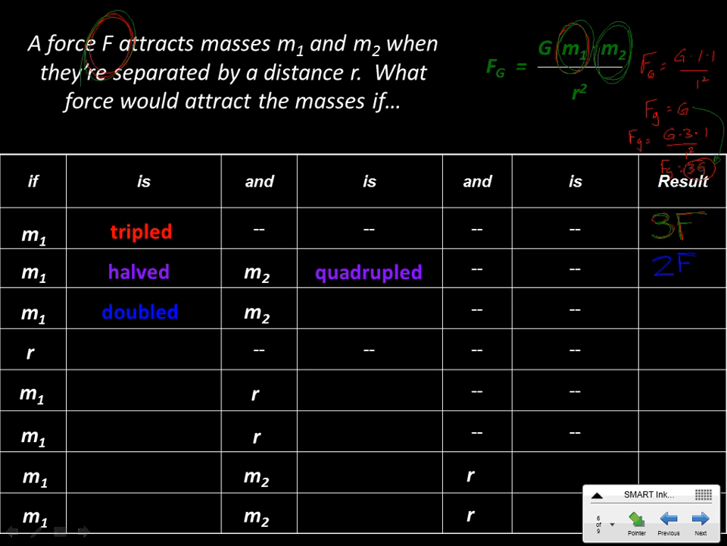What would happen if we doubled one mass but halved the other? Well, those would sort of counteract each other. We end up with the same old force, F.